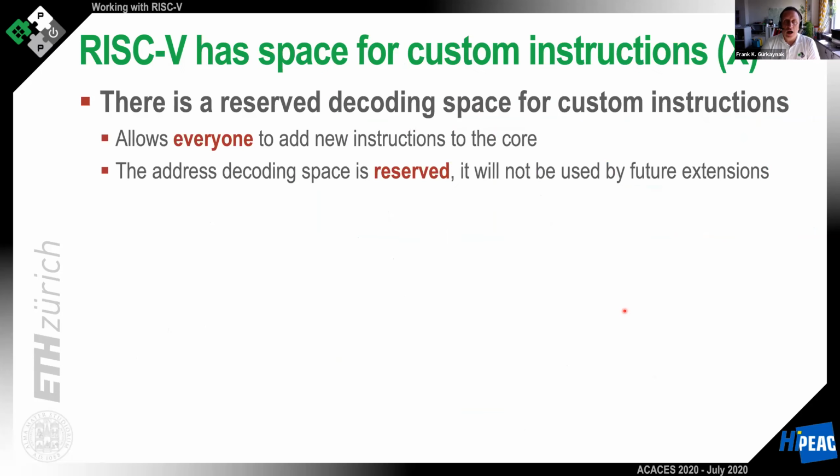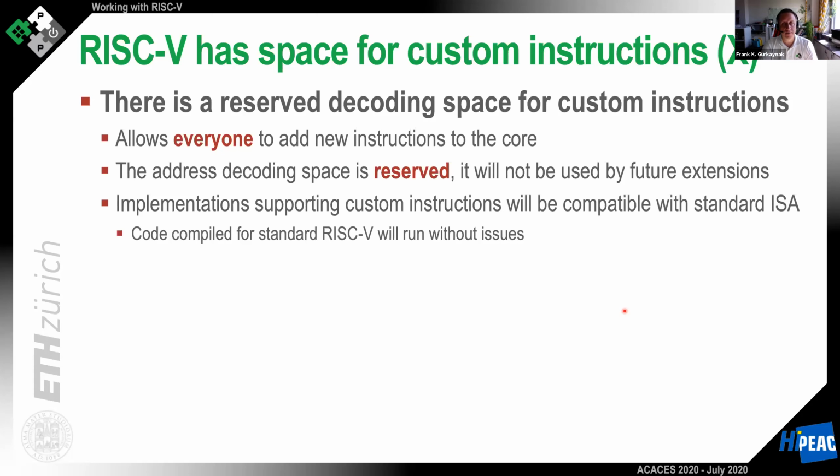Now, I talk so much about custom instructions. Let me just say a few words. There is, as I showed, a reserved decoding space for custom instructions. So this allows anyone who's interested to add new instructions to the core. And the address decoding space is reserved. It will not be that in 5 years, RISC-V will need new instructions and will take that reserved space away. So that space will stay for custom user instructions.